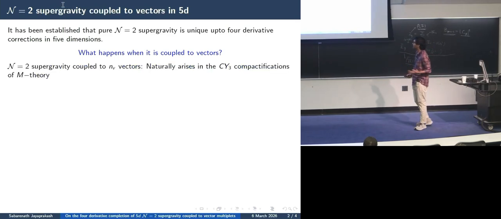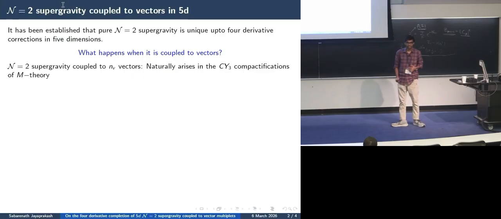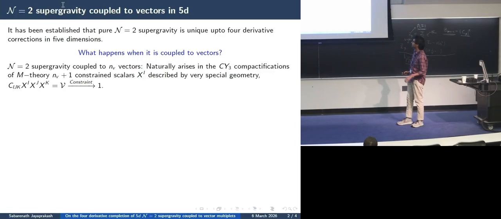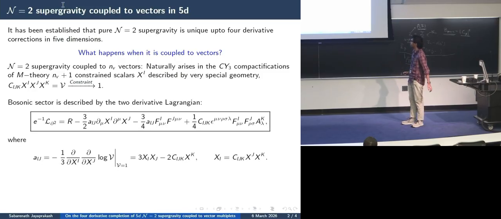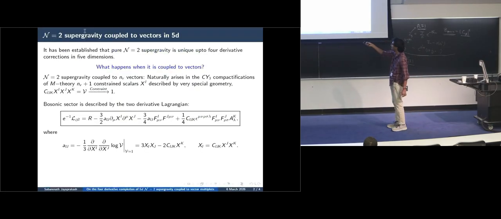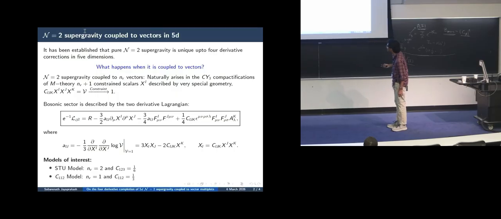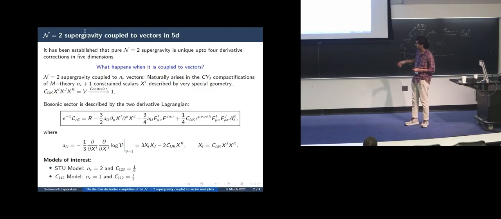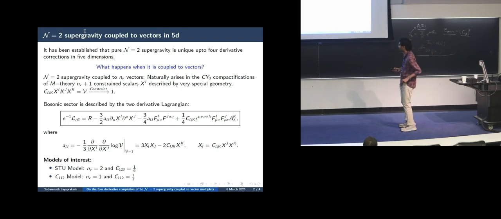N=2 supergravity coupled to vectors is something that naturally arises in the Calabi-Yau compactifications of M-theory, and it's usually written in terms of constrained scalars. The bosonic sector of the two-derivative action can be written in terms of these very special geometries. One of the models we are interested in is the STU model, for which we have 2 vectors and of course the graviphoton, and another simpler one which we will call the C112 model, for which we only have 1 vector.